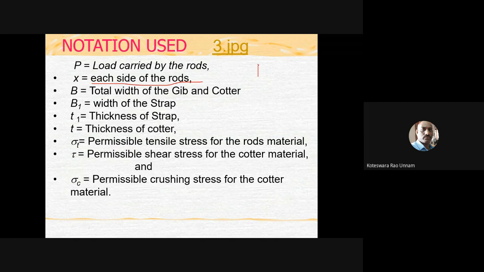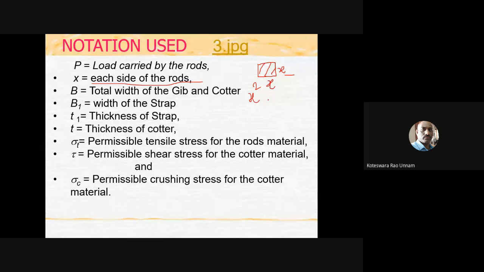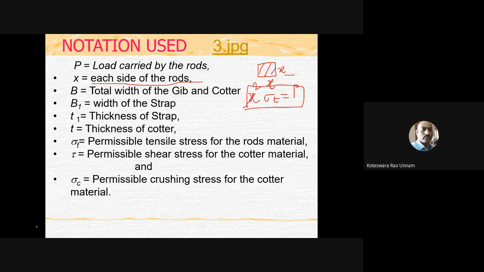Since the rod has a square cross section of dimensions X by X, the area of this rod is nothing but X square. Because X into X, it is a square cross section having side X, the area is X square. X square multiplied by sigma T will give you the tensile strength of the rod. It should be equal to your applied load P. So if you solve this equation, you will get the X value.